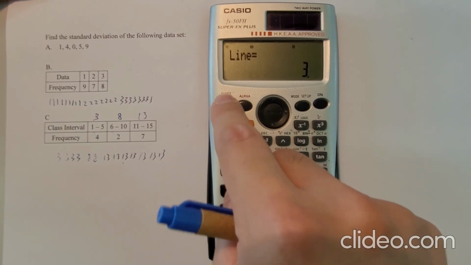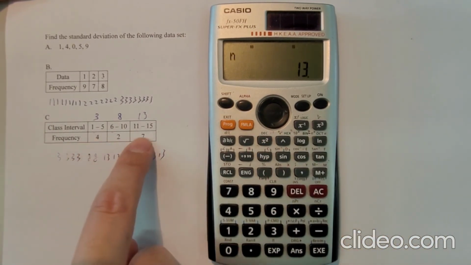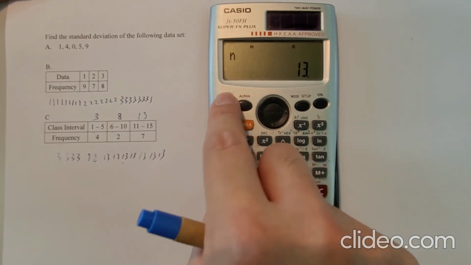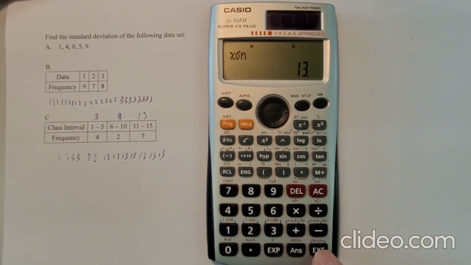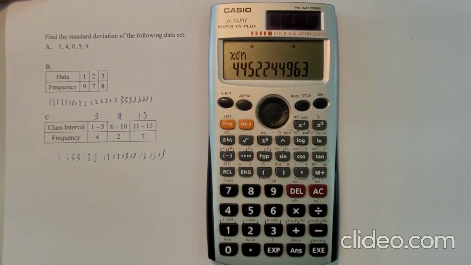So go to Shift 1, 3, enter. 13 data, okay, no missing. And then Shift 2, 2, enter. The standard deviation will be 4.45 something. Okay, so I hope you enjoyed this video.